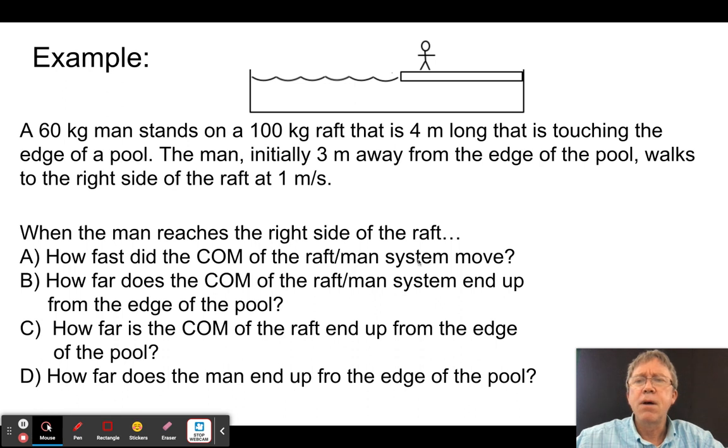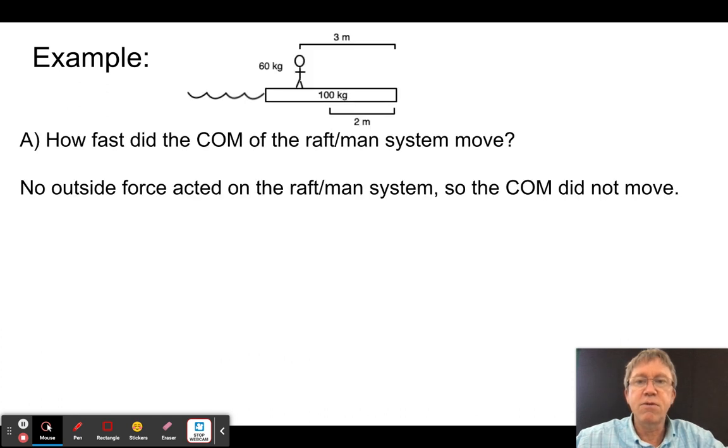When the man reaches the far side of the raft, how fast did the center of mass of the raft-man system move? How far does the center of mass of the system end up from the edge of the pool? How far is the center of mass of the raft from the edge of the pool when the man gets there? And how far is the man from the edge of the pool? So we could be asking any one of these questions. Let's take a look at this. Let's start with the first one here.